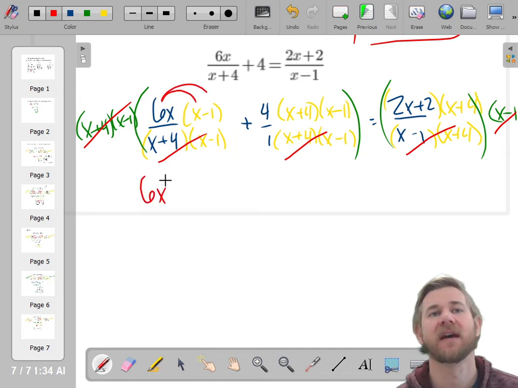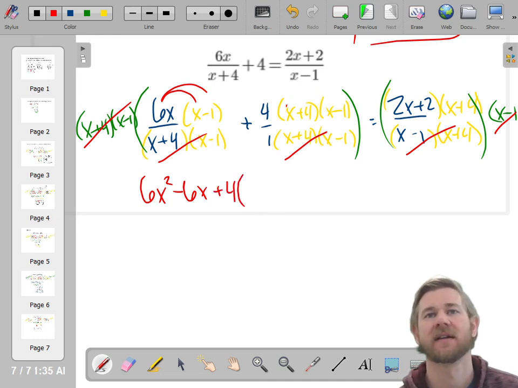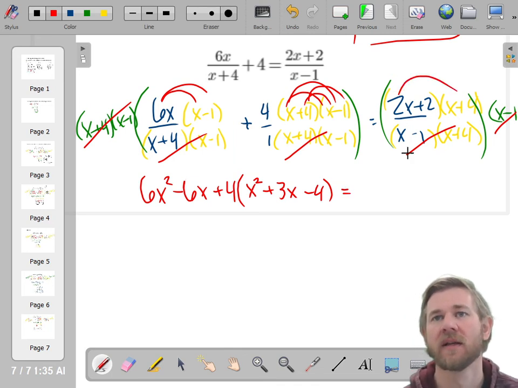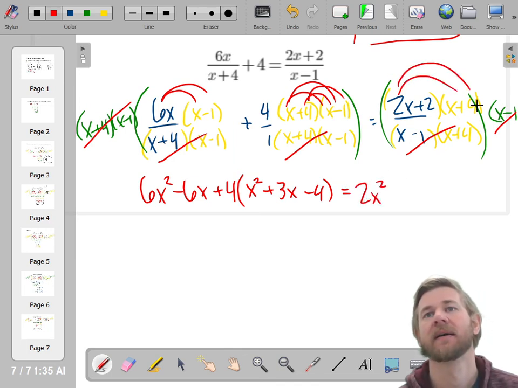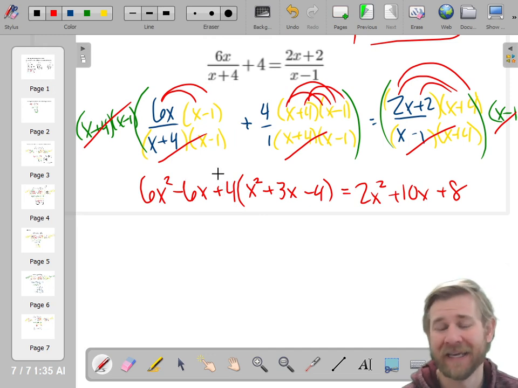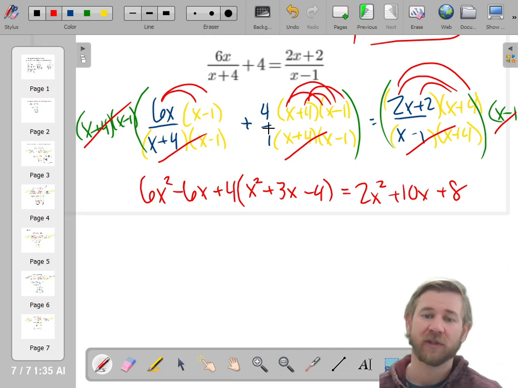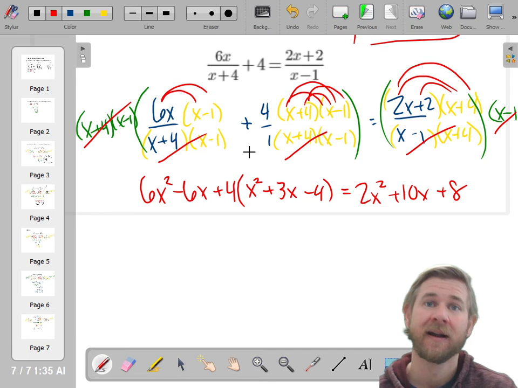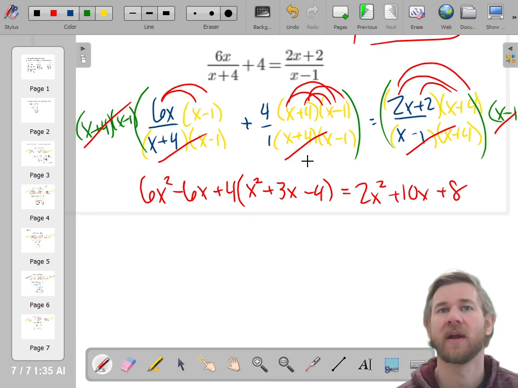So this will be 6x squared minus 6x. I'm going to do this in 2 steps. So first, I'll simplify this. x squared minus 1 plus 4 will give you plus 3x, and then minus 4. And on the right side, I have to FOIL as well. So 2x squared, 8x and 2x make 10x, and 4 times 2 is 8. The reason I do that, I'm going to handle the 4 at the end. It's not the only way to do it. You could distribute the 4 at the beginning and then distribute. It doesn't matter. I just find that I have the most luck when I ignore that until the end.